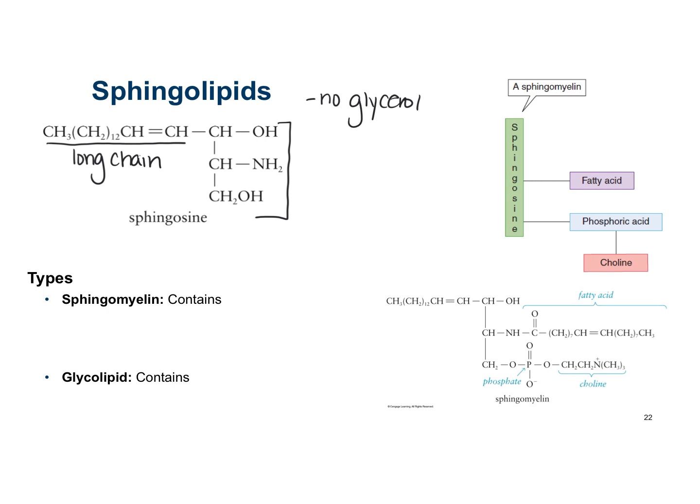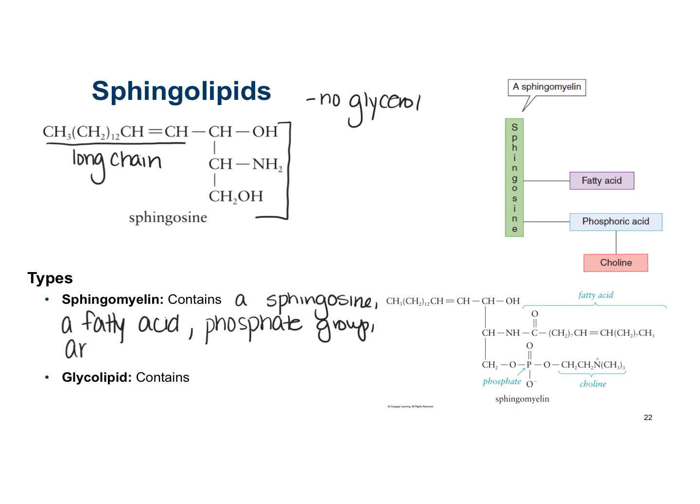Now, I want to put this into writing. So that sphingomyelin contains a sphingosine, a fatty acid, a phosphate group, and a choline. Okay. Now, large amounts of these sphingomyelins, like shown here, are found in brain and nerve tissue, and in the protective myelin sheath that surrounds nerves.